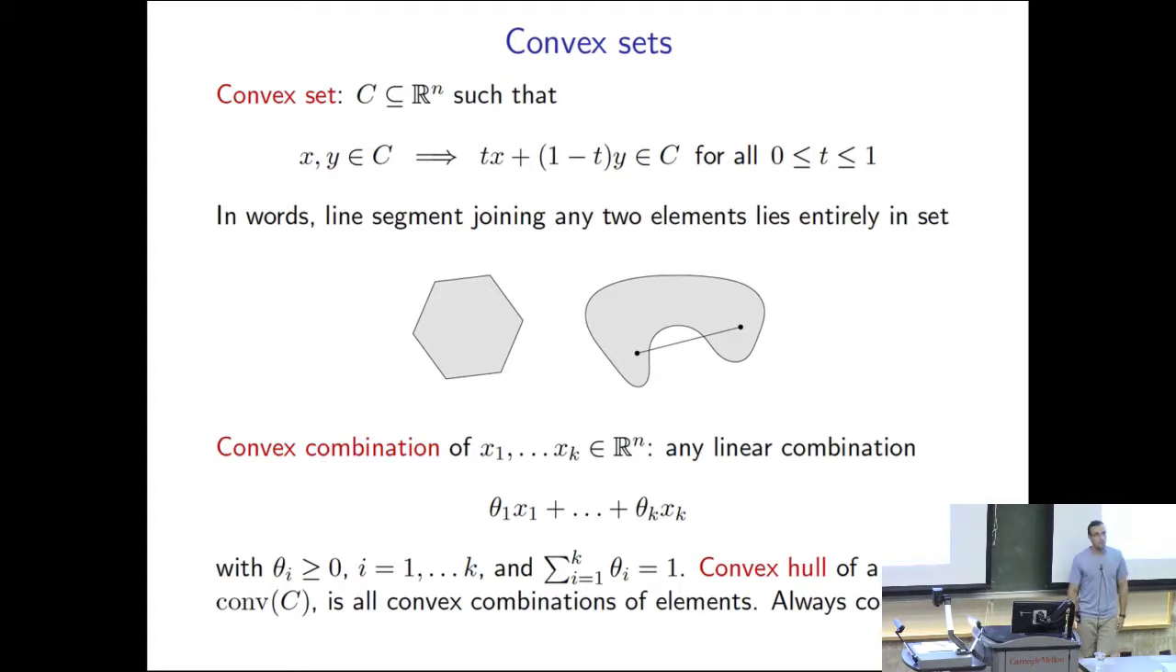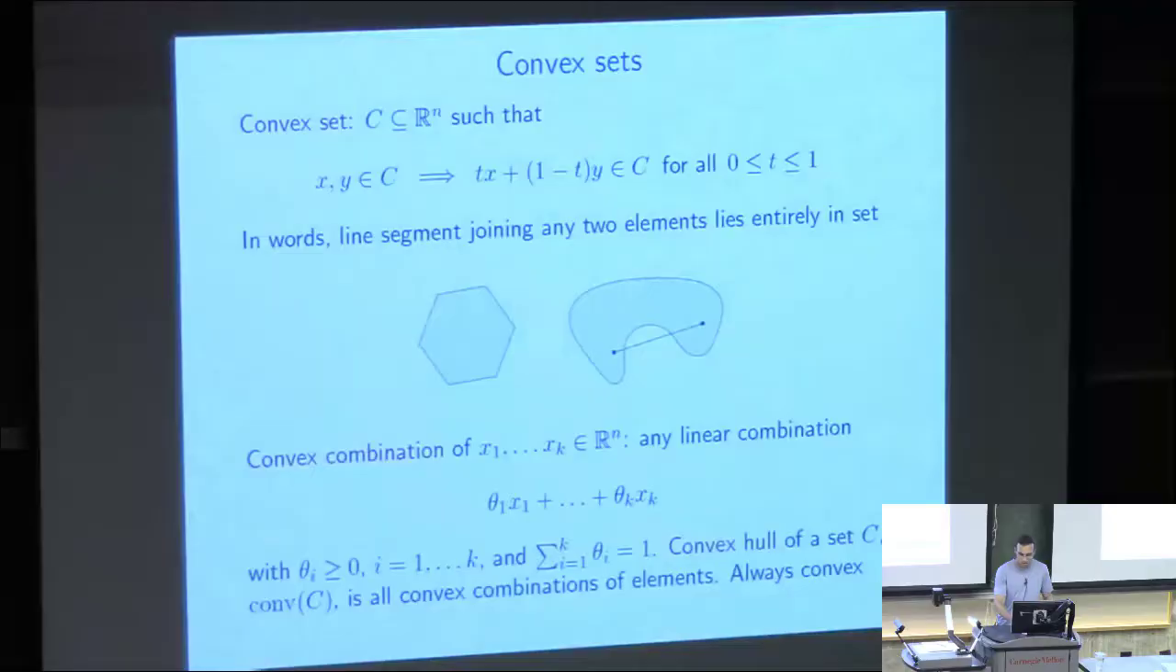So we'll call this a convex combination of the points x1 through xk. And the convex hull of a set C, another important thing to define, which we denote by conv of C, is the set of all convex combinations of elements of C. And by definition, or merely by construction, it's always convex.